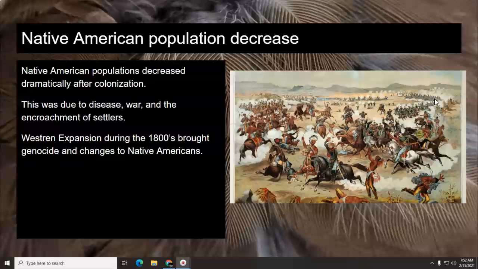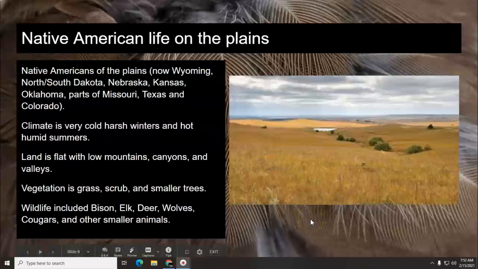Over here on the right, you see a contemporary illustration, meaning from that time period, of a battle between the U.S. cavalry, and that is General Custer in front, white hat, long blonde hair, and Native Americans. So let's look at their lifestyle.